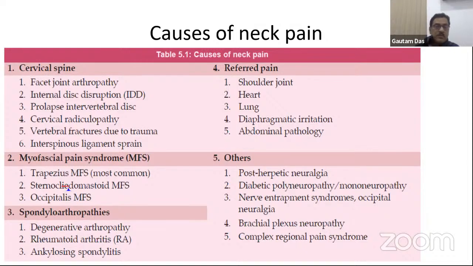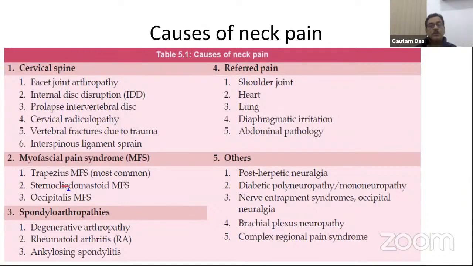You also have to remember the root value. I will be talking about the dermatomal values of the cervical areas, like the lumbar areas, when I discuss the clinical evaluation part. Then the different muscles: trapezius is the commonest one, but there are a few other muscles. These are the anatomical sources. And the pathological causes might be spondyloarthropathies or degenerative conditions.